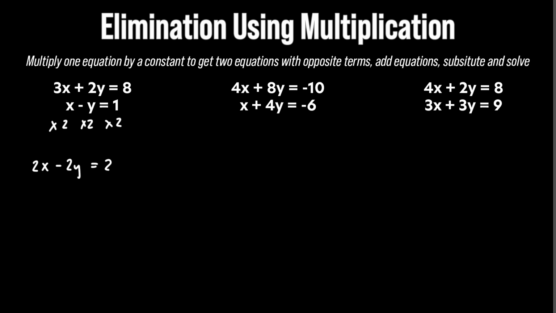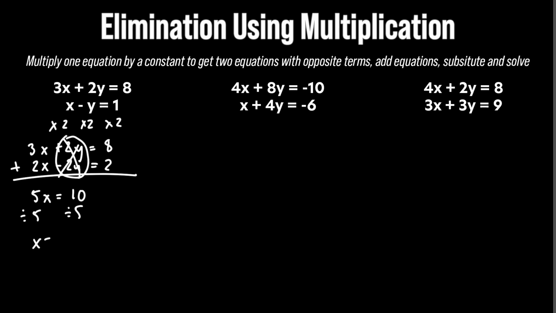So now we can take the first equation and we can just add the two together. And you'll see that the 2y minus 2y cancels out. So we're going to get 5x is equal to 10. So dividing both sides by 5, we get x is equal to 2.